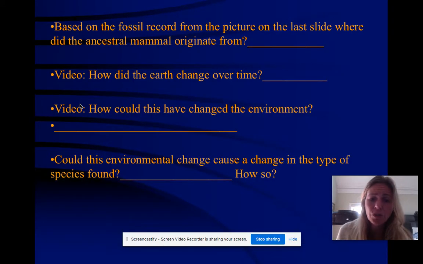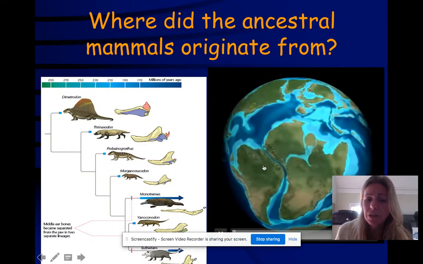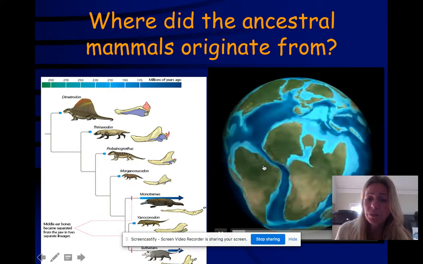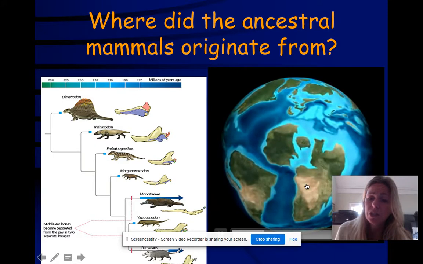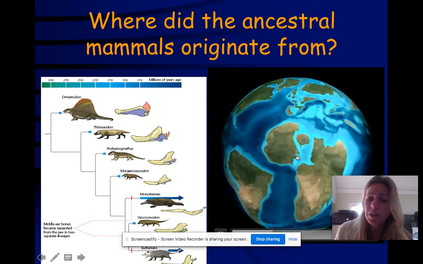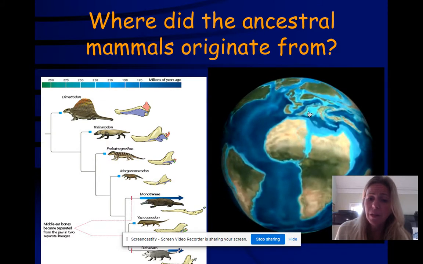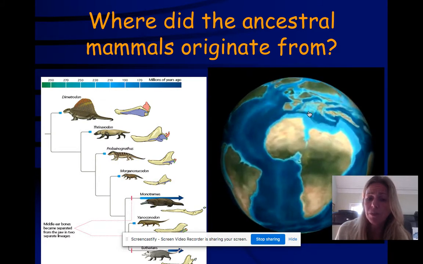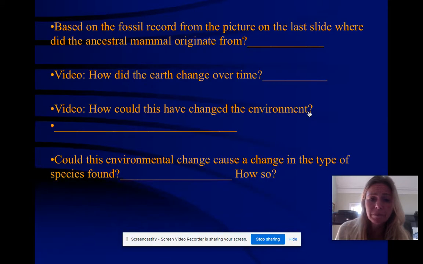How did the Earth change over time? Well, we did say that as the Earth changed through continental drift, the tectonic plates moving, you can physically see the planet changing, not only in the continents, but it's becoming drier and cooler. So we see a different type of environment, and therefore we see different types of animals evolving over that change in environment.